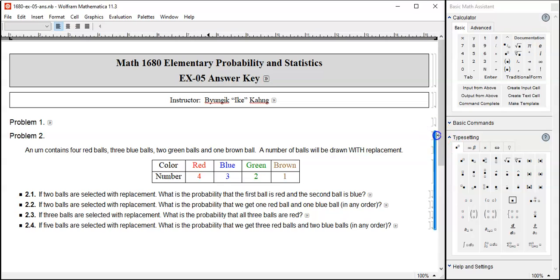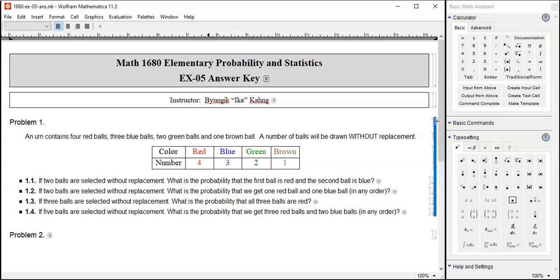And we have to repeat the same problems here. What are the problems here? 2 balls are selected without replacement, and the first is red and the second is blue. Okay, all right. I could do this problem, but then again, what's the point?